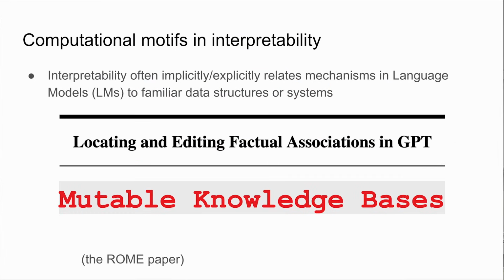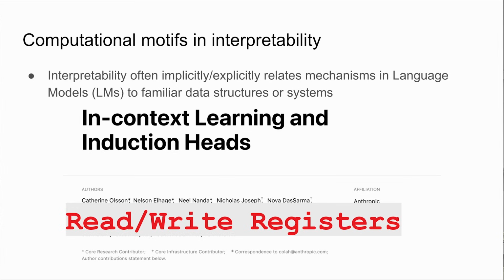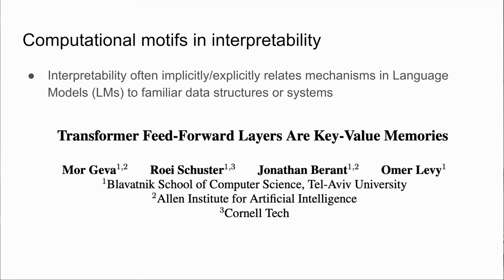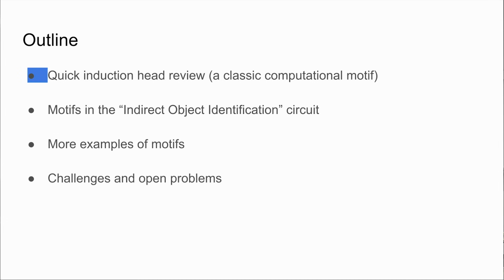This is a view that language models are mutable knowledge bases, at least part of them are. In the induction heads paper, induction heads themselves and attention are a read and write register. This one's a little on the nose. The MLPs in transformers are key value stores. So these abstractions are appealing to us as researchers, and they help people explain their work, and I would say that we are headed towards that kind of understanding from doing interpretability.